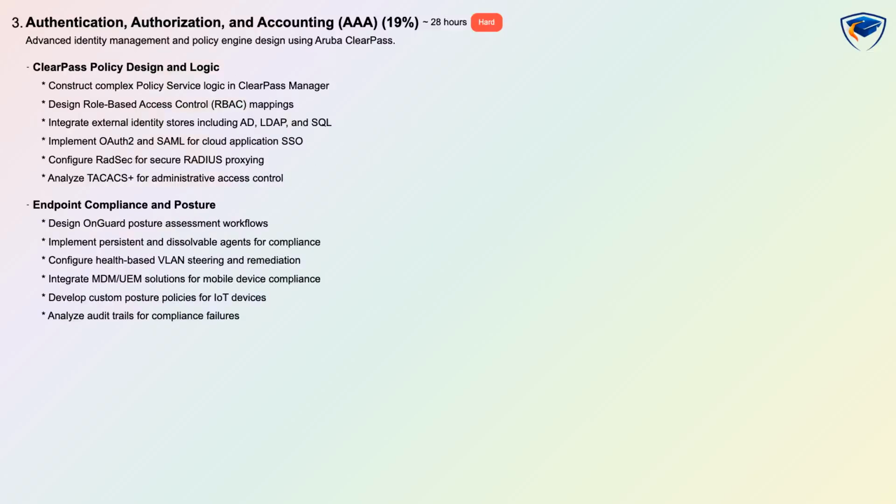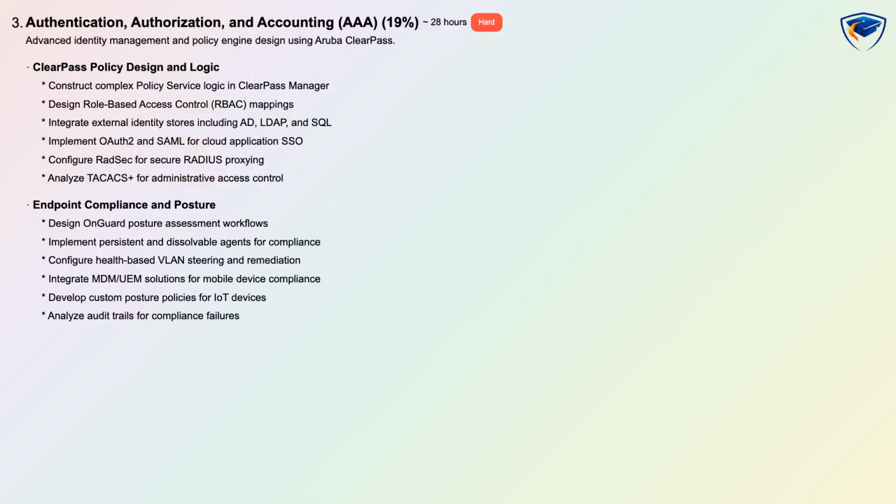Authentication, authorization, and accounting contributes 19%, is hard, and is assessed with scenario-based questions over about 28 hours of study. You will design ClearPass policy logic and complex policy services, create role-based access control mappings, and integrate external identity stores such as Active Directory, LDAP, and SQL.